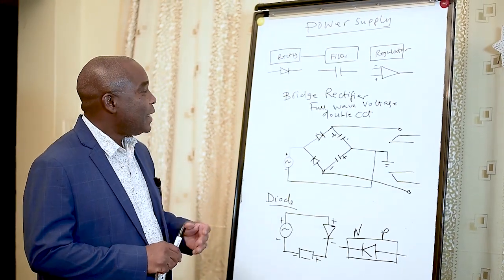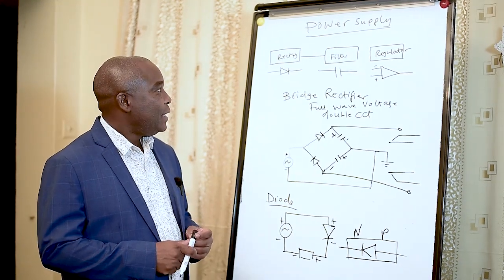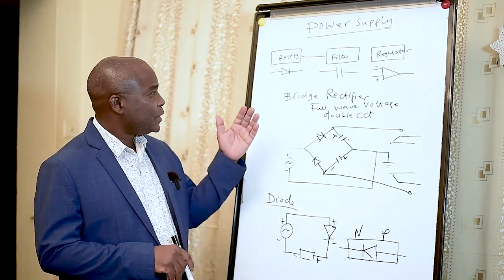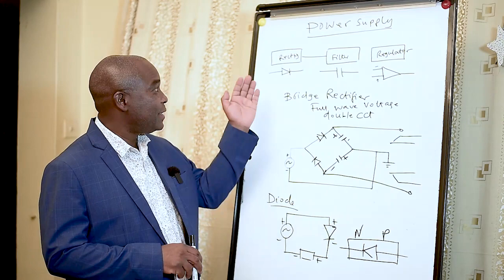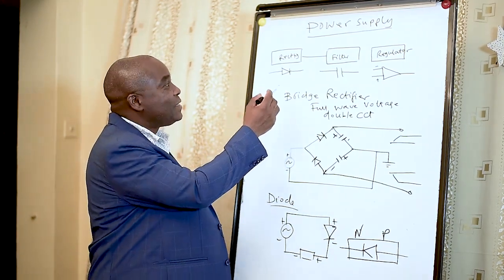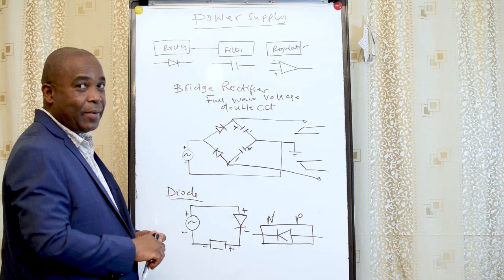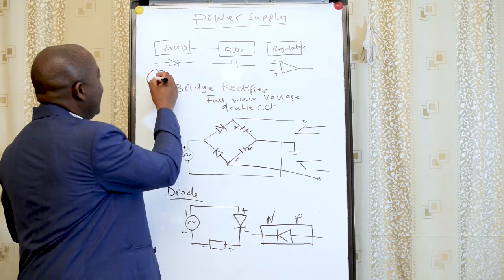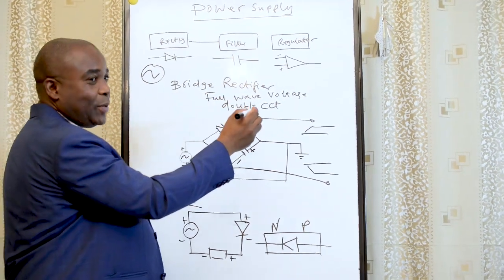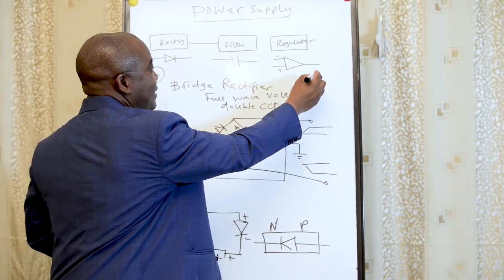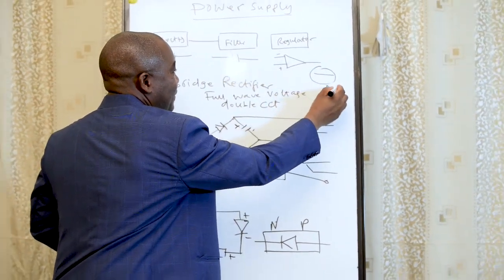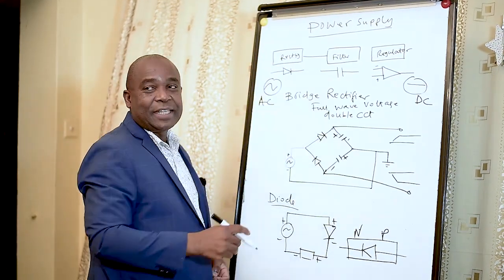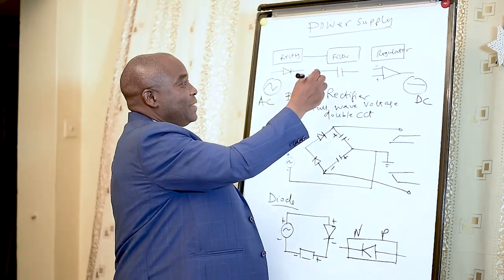Hello viewers, again we are in a power supply. A power supply can be shown how it works in three stages. The first stage is to rectify. We are aware that in a power supply, the input is AC, and what we intended to get at the end is DC. Input is AC. So the first stage is rectification, and the next stage is filtering.